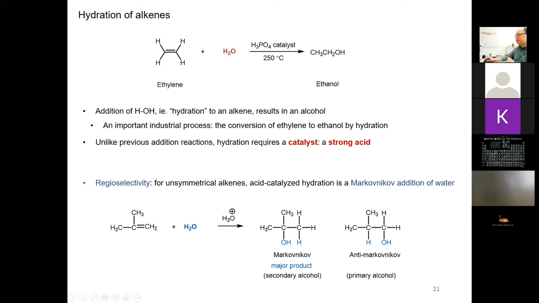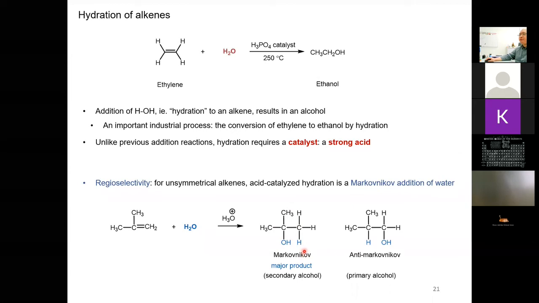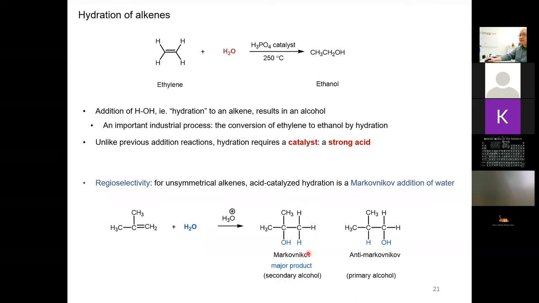And it's like the HX addition. And if you remember, the HX addition follows strictly Markovnikov's rule. So the same for the hydration, because the first step is adding the proton. Okay, so for this example, you can see the water added in this way with the OH on more substituted carbon, the Markovnikov major product. And the primary alcohol, with the H added to the last carbon here, no H here, is the anti-Markovnikov product.